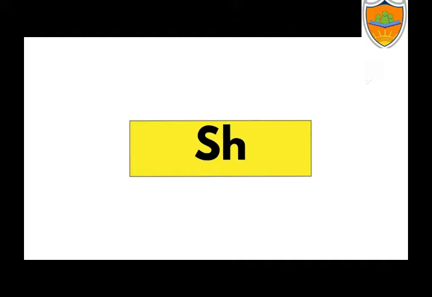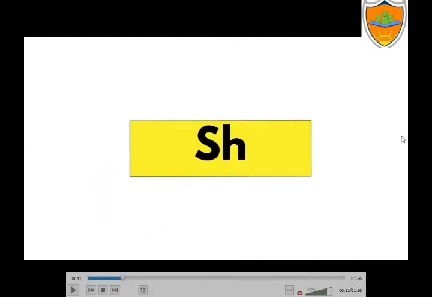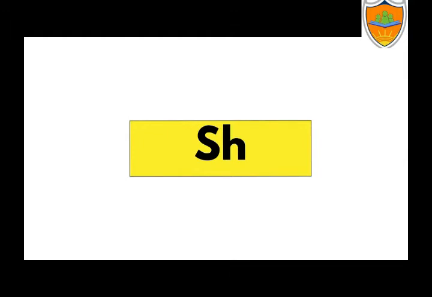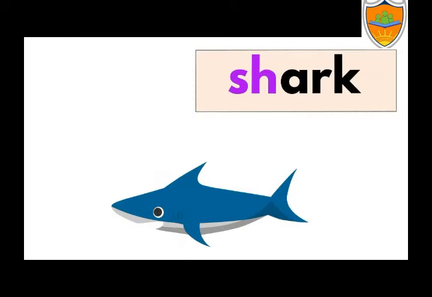Next part we have here the sh sound. S and H make the sound sh, sh, sh, like sharpener. Again, repeat after me, please. Sharpener. Shark. Again, shark.